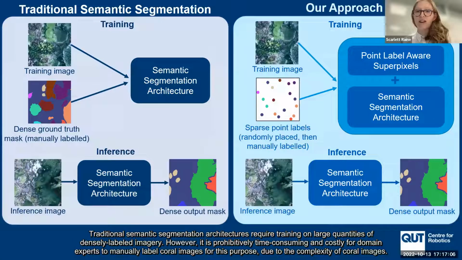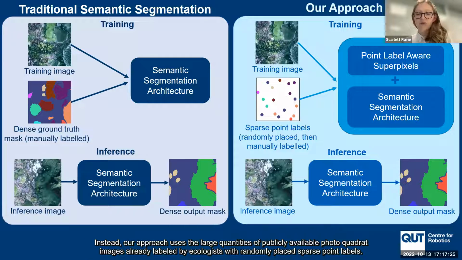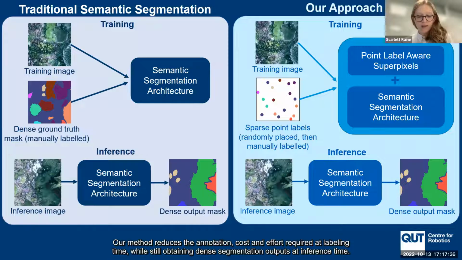Traditional semantic segmentation architectures require training on large quantities of densely labelled imagery. However, it's prohibitively time-consuming and costly for domain experts to manually label coral images for this purpose, due to the complexity of coral images. Instead, our approach uses the large quantities of publicly available photo-quadrat images already labelled by ecologists with randomly placed sparse point labels. Our method reduces the annotation cost and effort required, while still obtaining dense segmentation outputs at inference time.